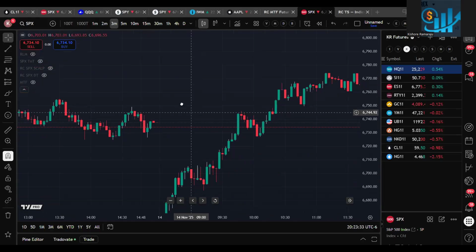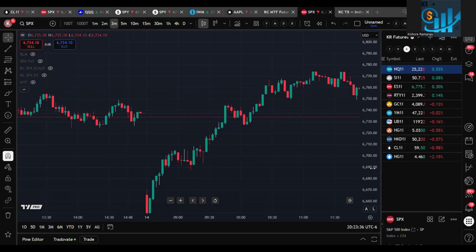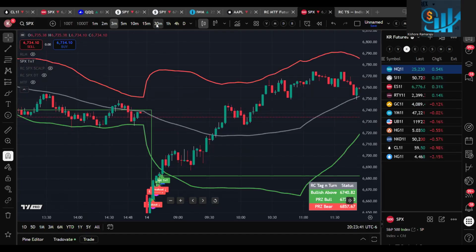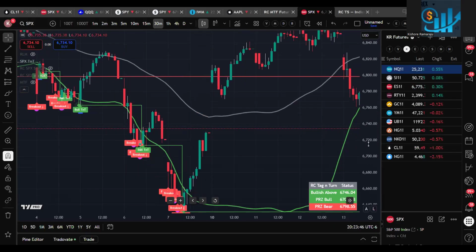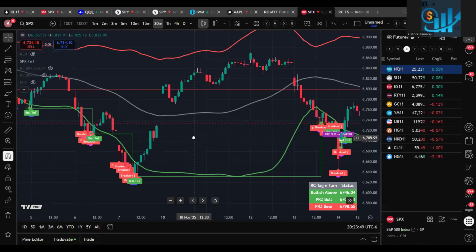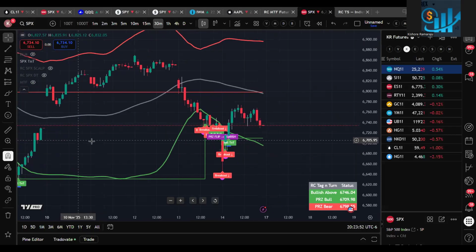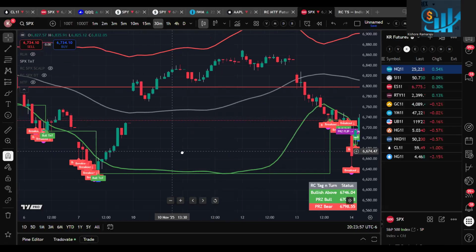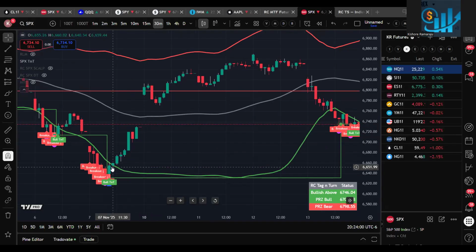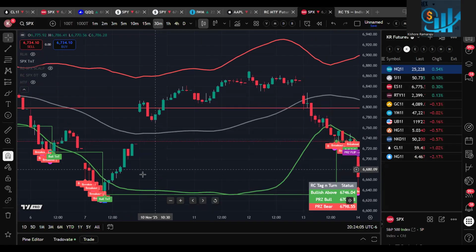Then if someone is very busy and they cannot take multiple trades, the best option is you can use SPX tag and turn, that too in 30 minutes. When you do it in 30 minutes, that means you can do 7-day expiry or 5-day expiry. So for example, right here, you got a bullish tag and turn. Price came all the way to the bottom, you got a bullish tag and turn, that means you can do 50 delta, or you can even go a little higher.